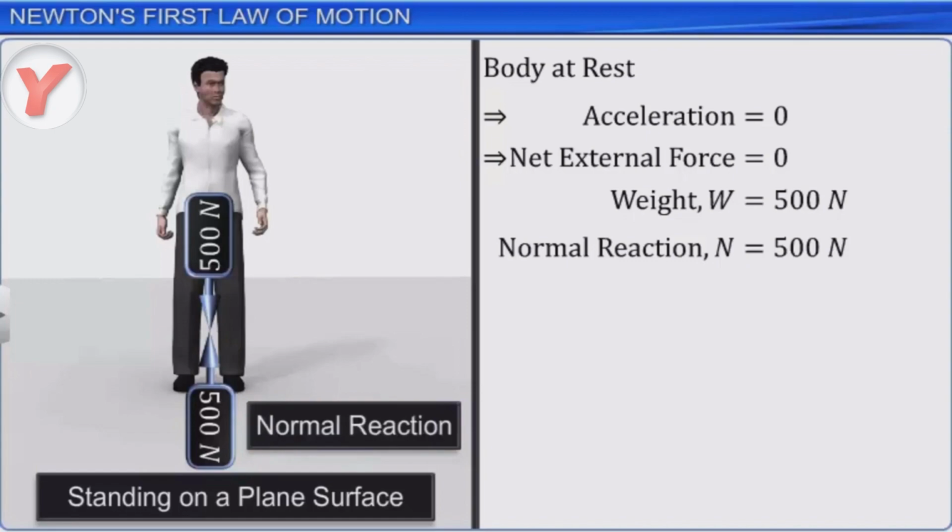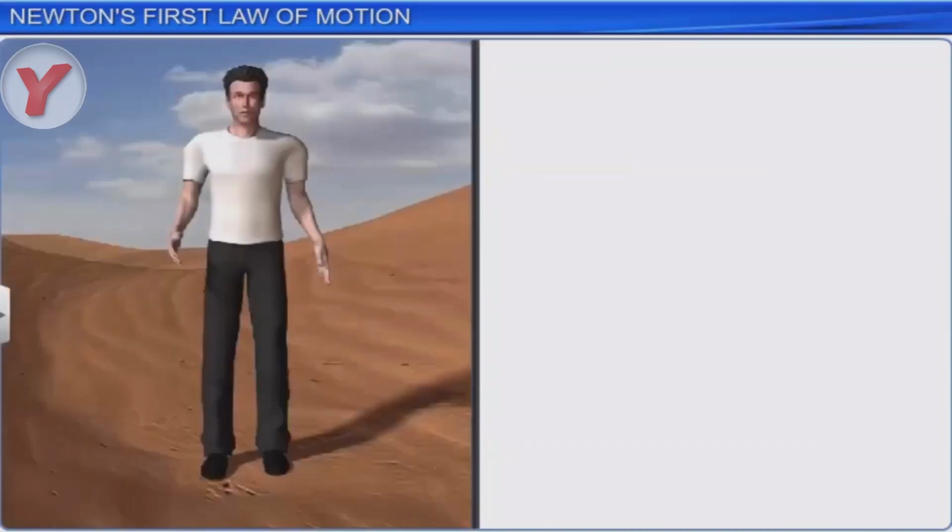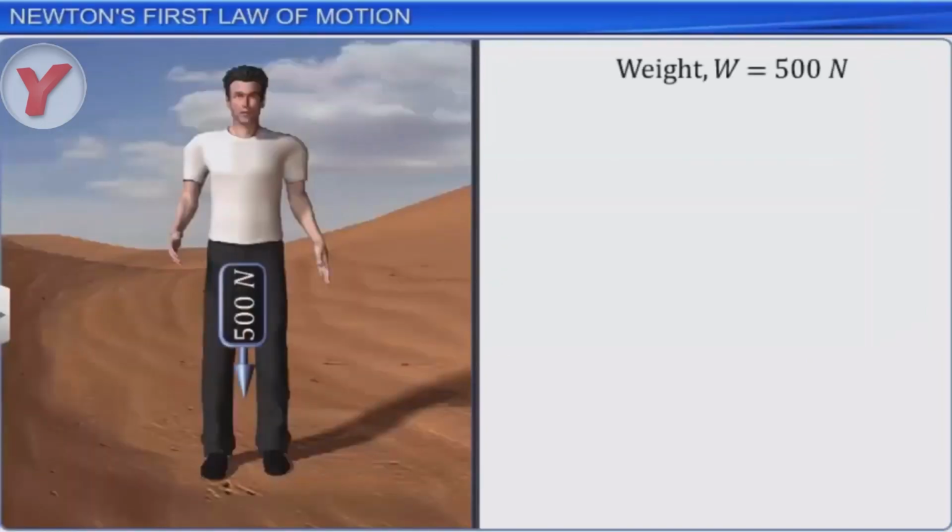While attempting to answer the first question, you have also answered the second question. The answer to the second question is net external force acting on you is 0. Let's consider another situation. What are the external forces acting on you if you are standing in quicksand instead of on firm ground? Your weight is the same. But what about the normal reaction?